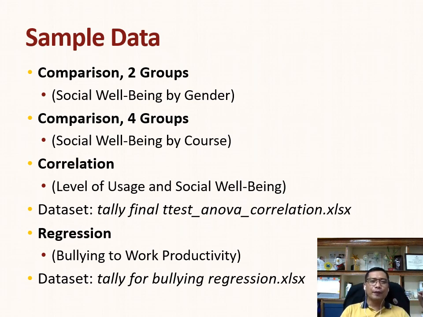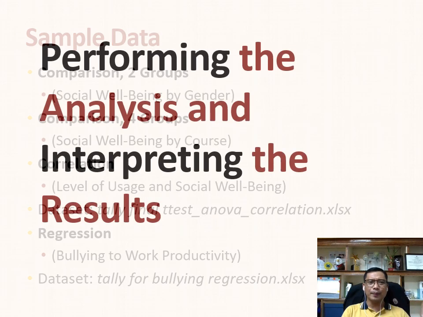Okay? For correlation, what if we'll try to know whether there is a relationship between the level of usage of internet, I think, or of certain games and social well-being. Both of them are interval data and you would wish to correlate them. And when you talk of regression as an example, you would want to know whether bullying has influence over work productivity.